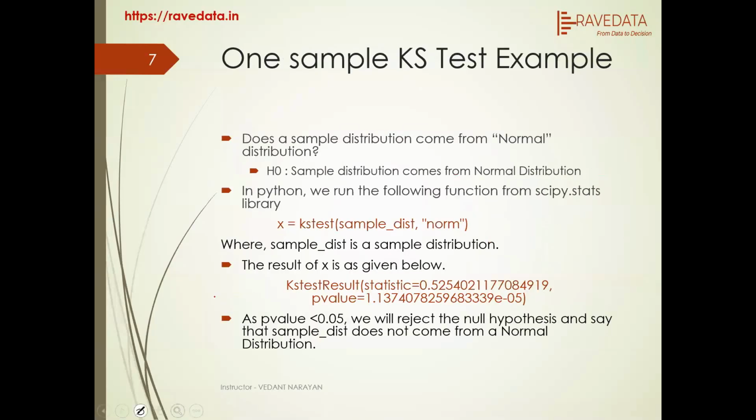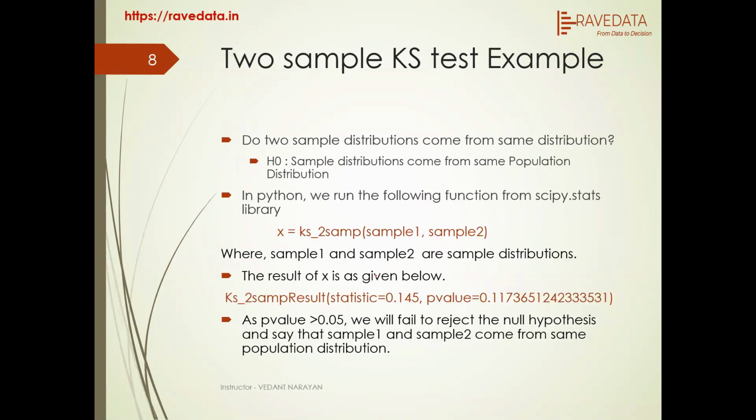So in Python we run the following function from the scipy.stats library, and the p-value tells us whether we reject the null hypothesis or not. Similarly, for the two sample KS test, we use the ks_2samp function, and then again the p-value tells us whether we reject or fail to reject the null hypothesis.